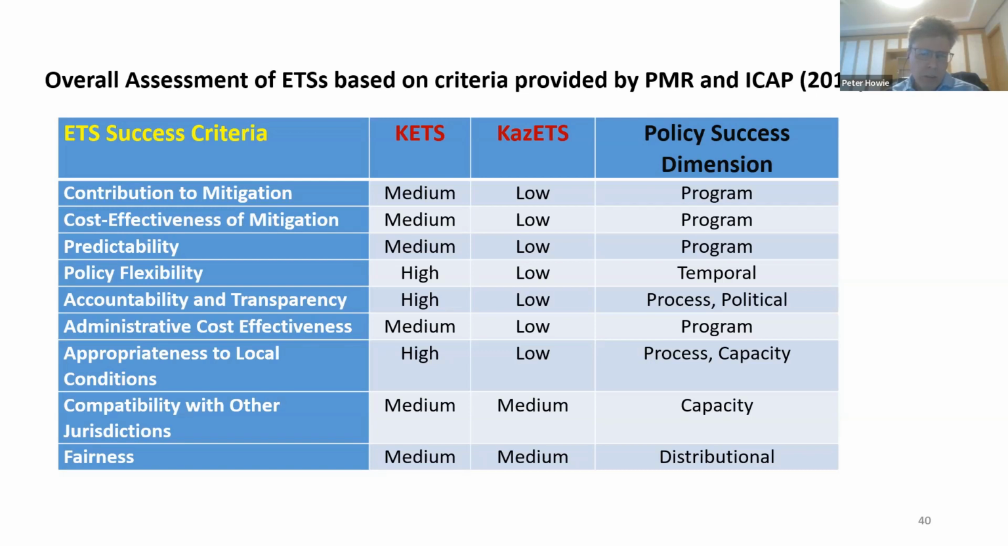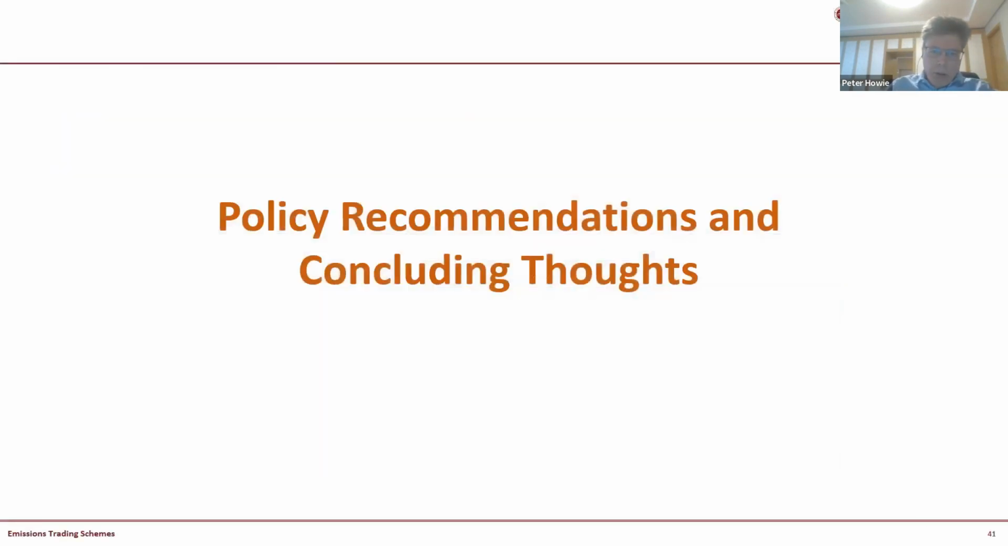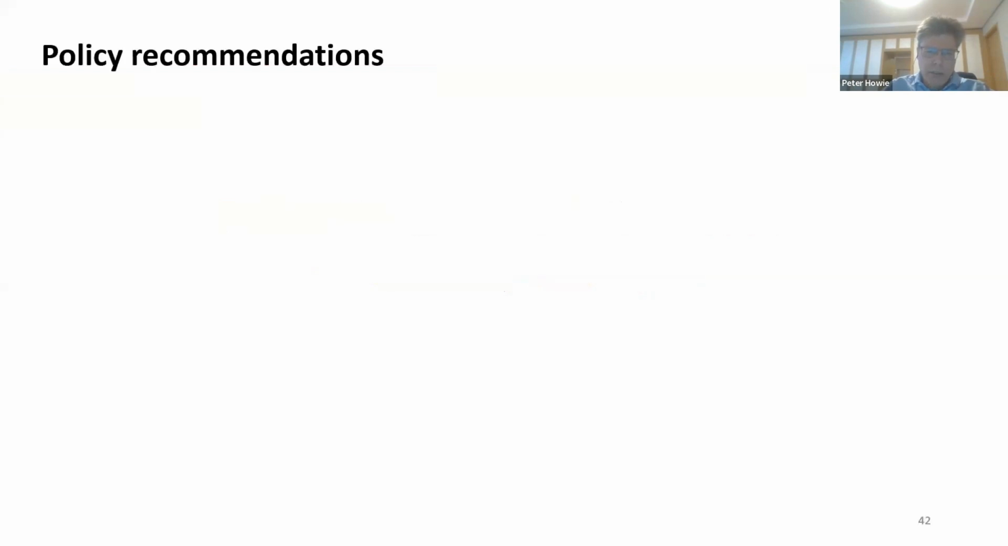So what we tried to do is we said, okay, what can Kazakhstan learn from Korea's experience? Both Kazakhstan and Korea are emerging economies. They're defined in the literature as emerging economies. So what can Kazakhstan learn from Korea? So these are some of the policy recommendations that we came through, and I've combined some of these policy recommendations with the recommendations from comparing the EU ETS and Kazakhstan's ETS.